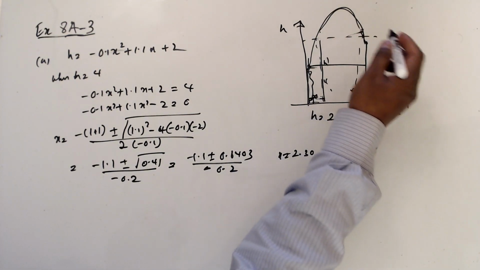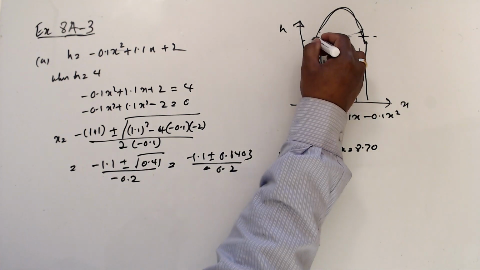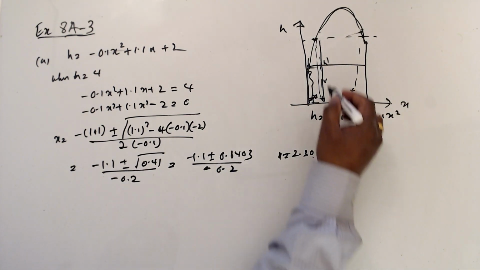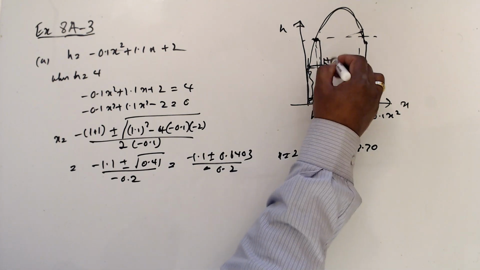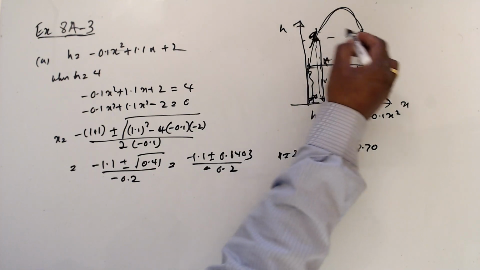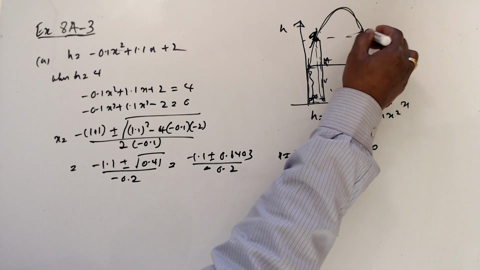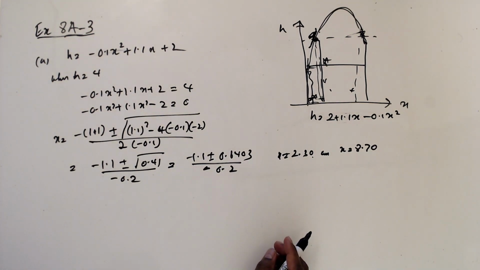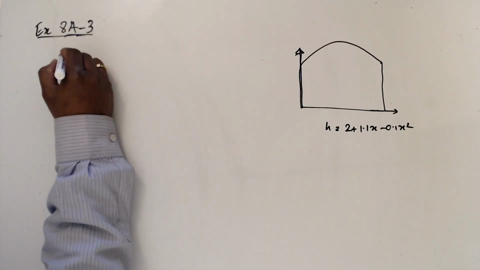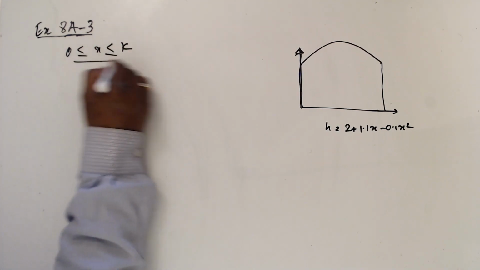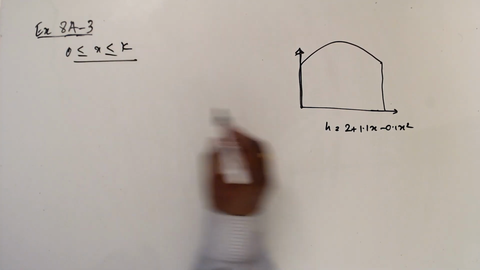When x equals 2.3 meters, h is 4 meters. This is the upward journey, and for the downward journey we will get that again at 8.70. Then it is given that the model is valid for k, so we need to find k.